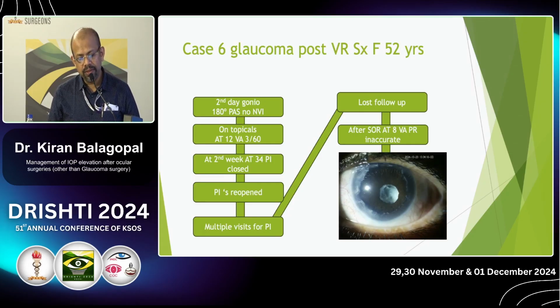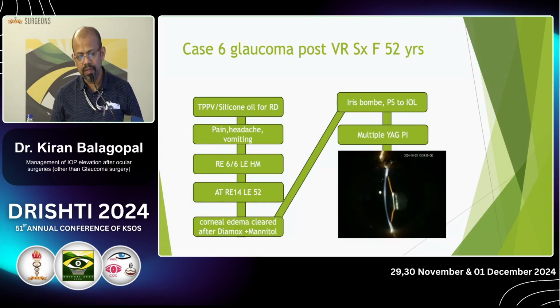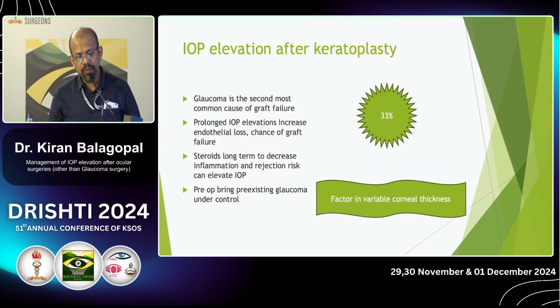But she went to the original place of surgery and then had a silicone oil removal, and again came back. At that time IOP was only 8, vision had dropped to PR inaccurate. This was the final picture, 360 degree PAS, 360 degree PS, and all fibrotic tissue over the IOL. After keratoplasty, nearly 33% of patients develop glaucoma, and this is the second most common cause of graft failure.